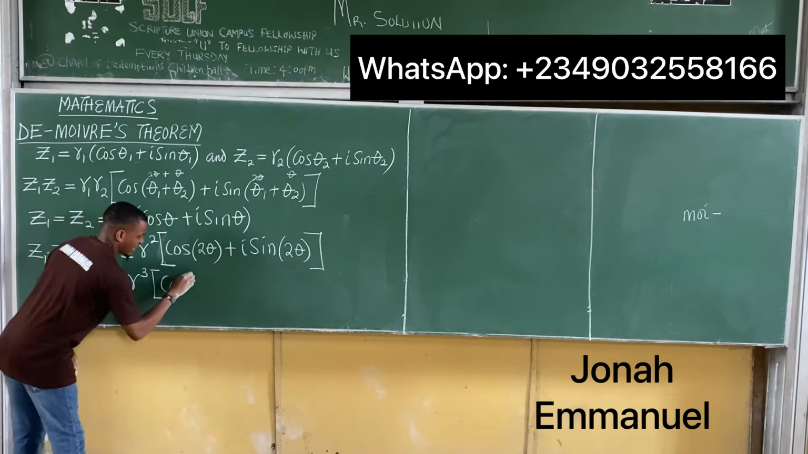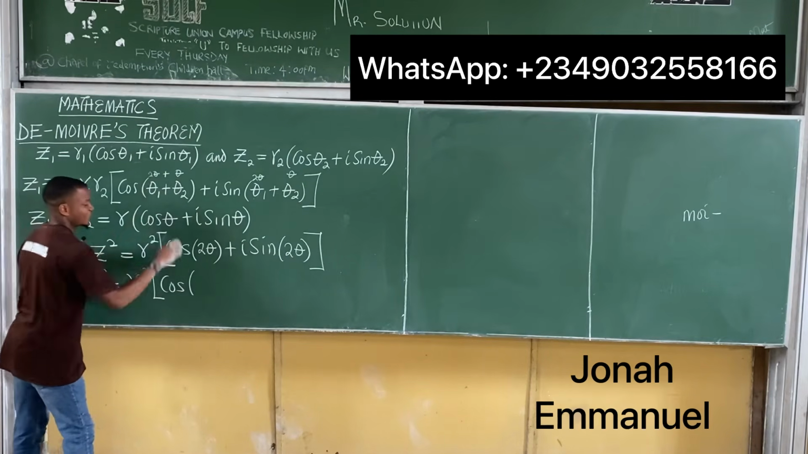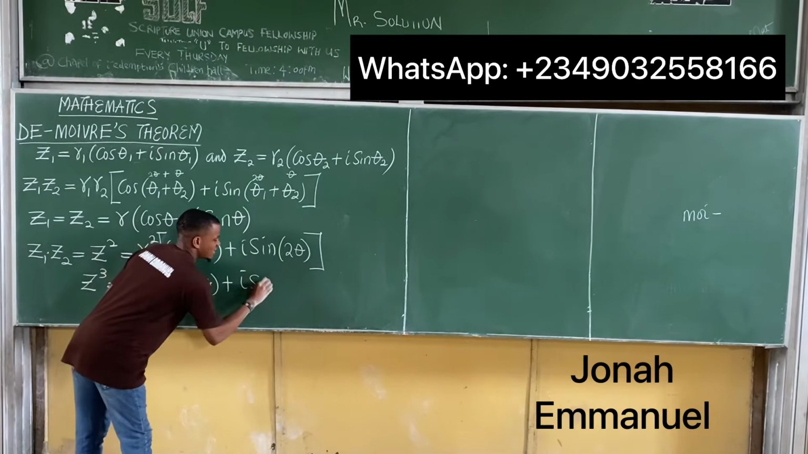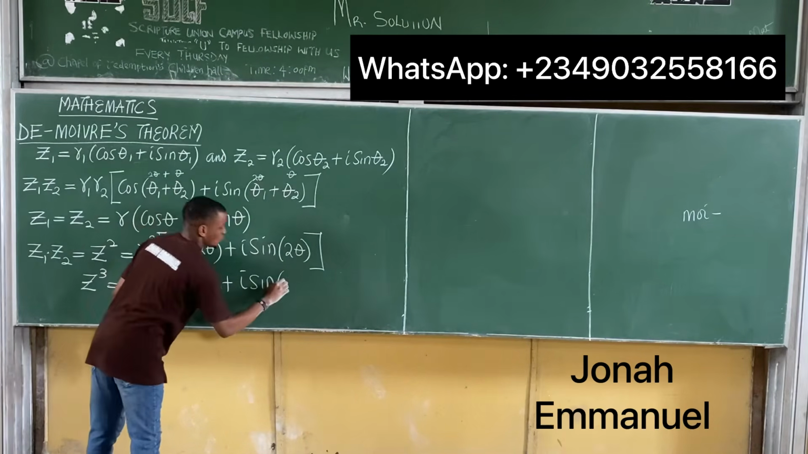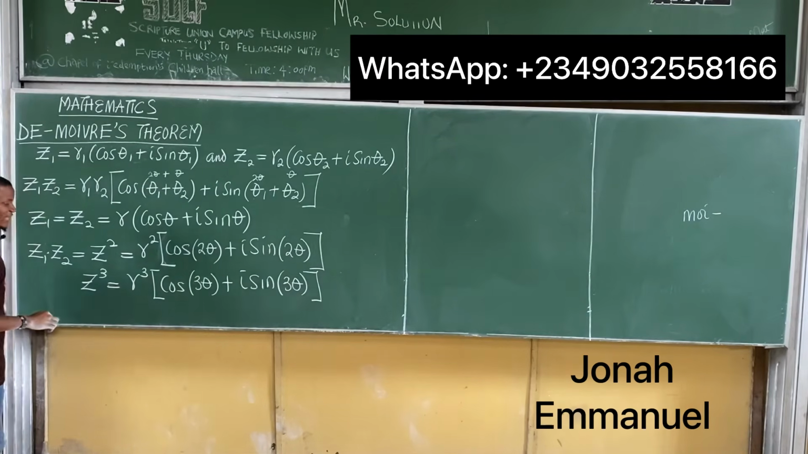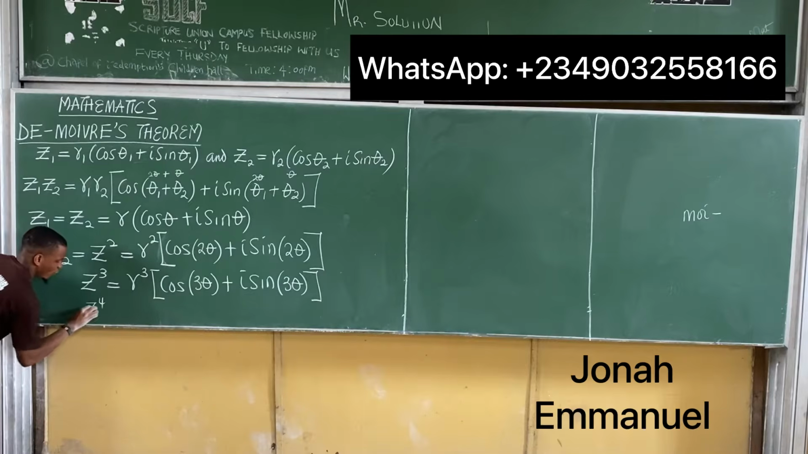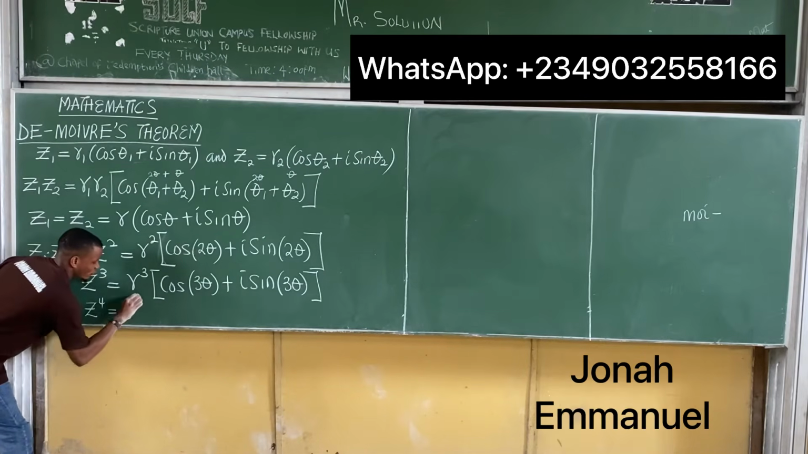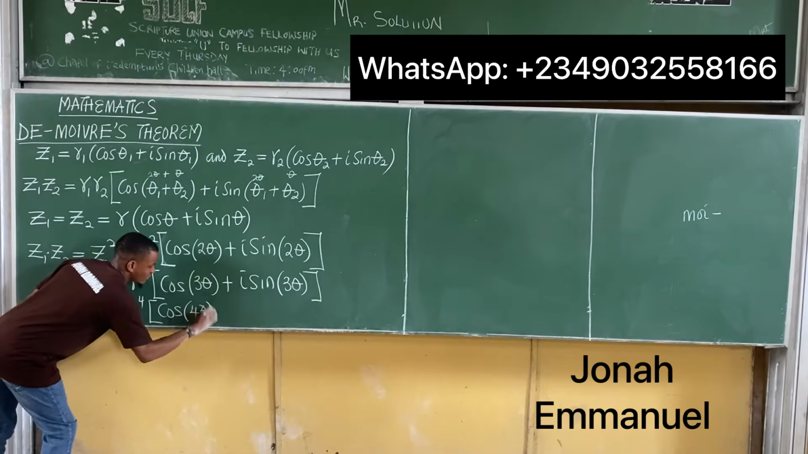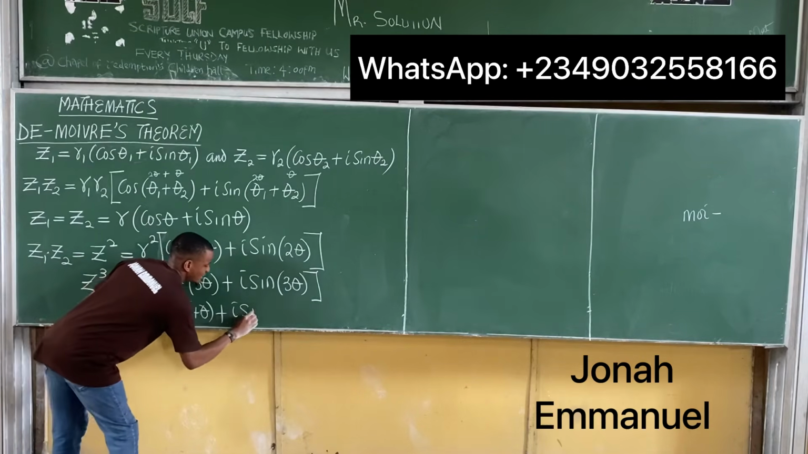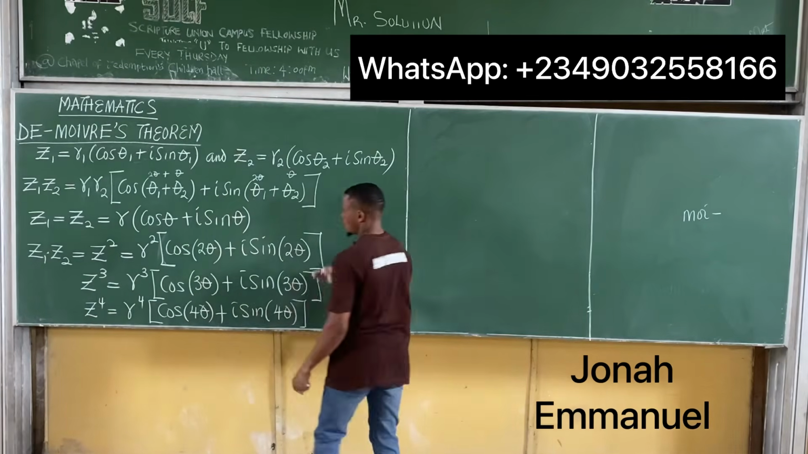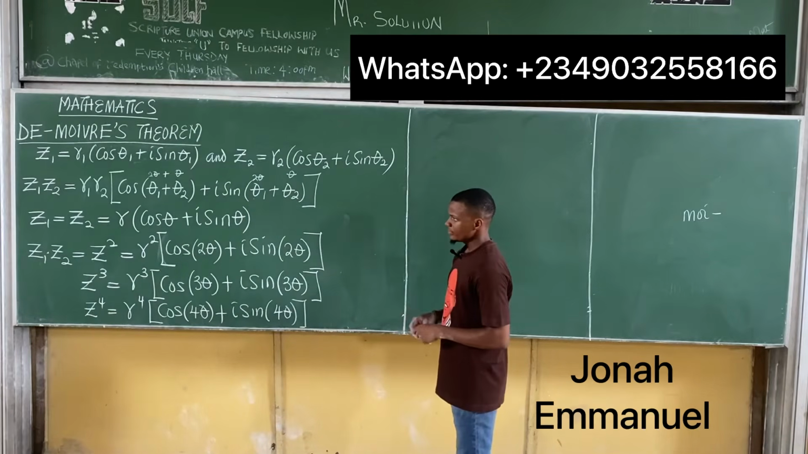So this will now give me something like 2 theta plus theta gives you 3 theta, plus i sine of 2 theta plus theta gives you 3 theta. So if you look at this progression, perhaps you can guess the value of z to the power 4. z to the power 4 will be equal to r to the power 4 into cos 4 theta plus i sine 4 theta. So this is the correlation of how this will work in this case.